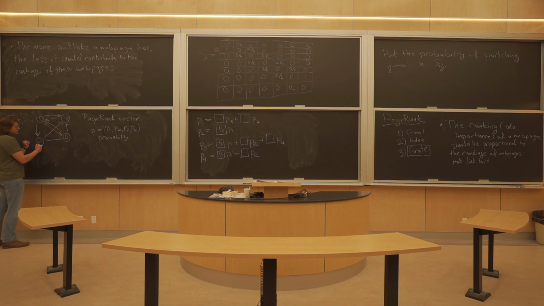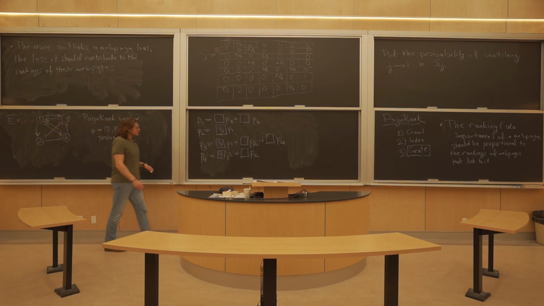Likewise, the second web page links to 3 and 4. It has 2 outlinks. So when I'm adding these contributions, I should divide by 2 whatever the ranking of this is. So here I should see 1 over 2, and here I should see 1 over 2.